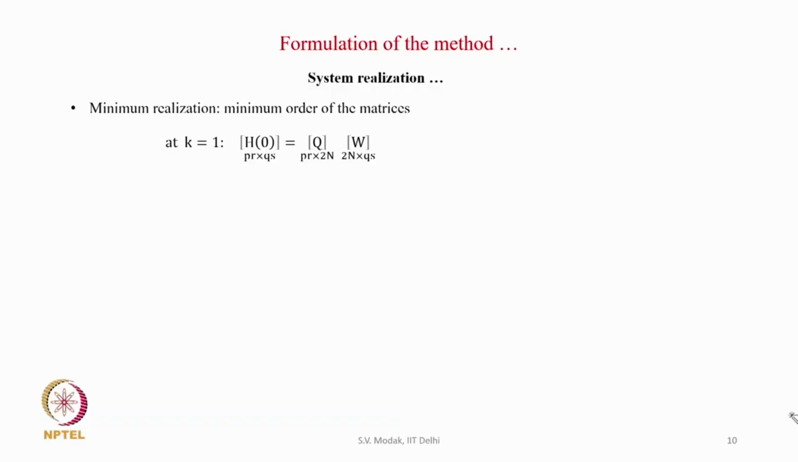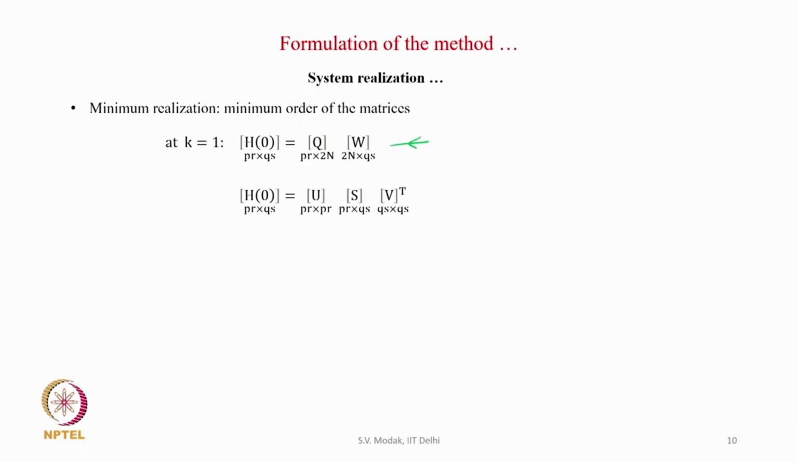Now, at k is equal to 1, we can write the expression for H naught as Q into W, because A to the power k minus 1 at k is equal to 1 would be A to the power 0, which is 1. So, that is why we get H naught is equal to Q into W. And now we find the singular value decomposition of matrix H naught.